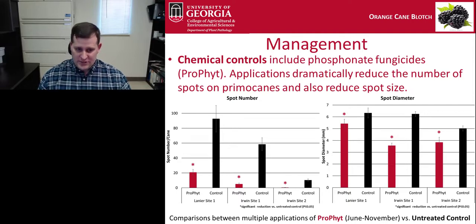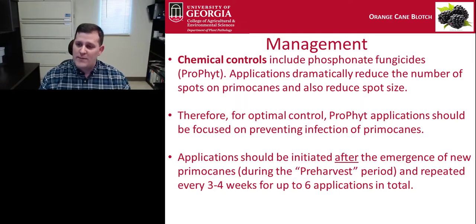So really the best use of Prophyte would be to prevent initial infections of those primocanes, which means that optimal control should focus on that, and application should start after primocanes emerge and early in the season when the pathogen is sporulating. So this corresponds roughly to the pre-harvest period and the harvest period in most spray guides.